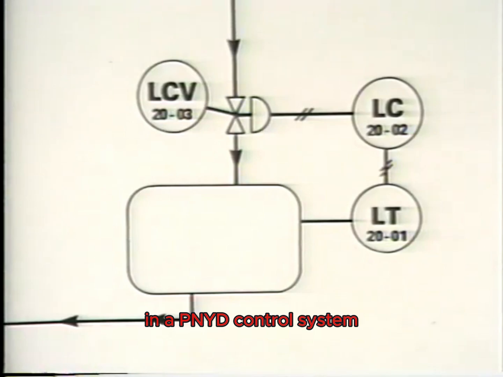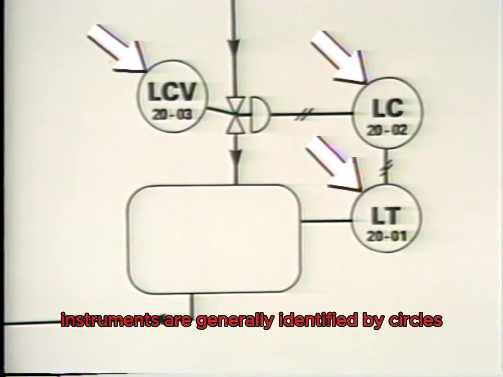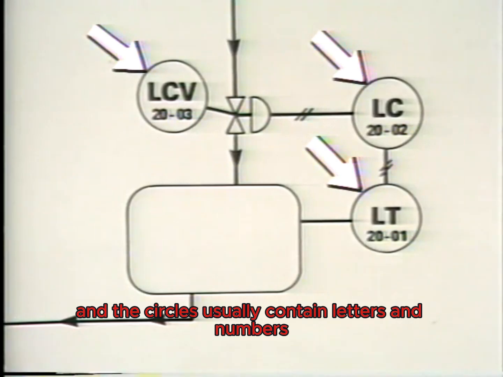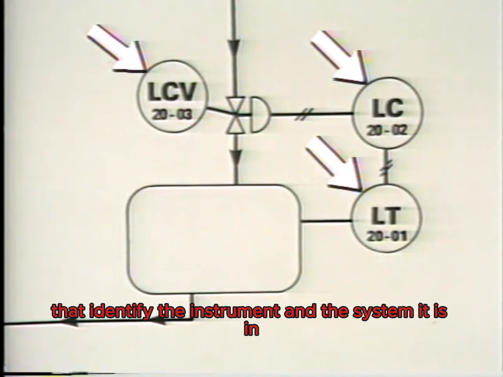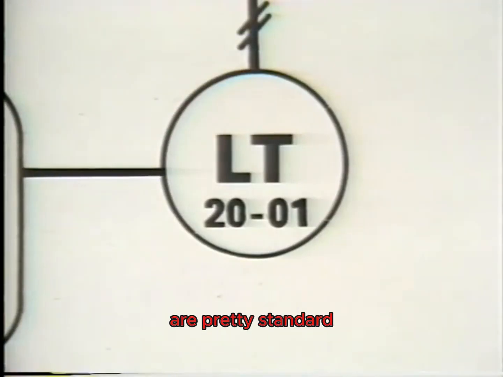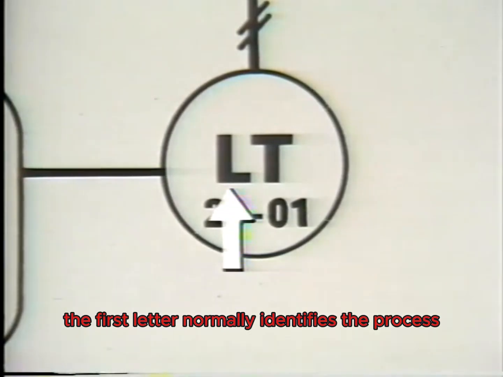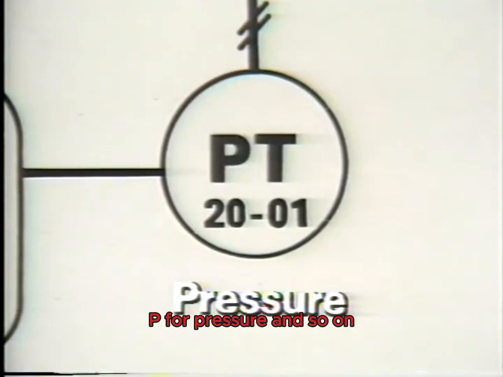In a P&ID, control system instruments are generally identified by circles, and the circles usually contain letters and numbers that identify the instrument and the system it is in. The letters used to identify the instruments are pretty standard, and they usually have specific meanings. The first letter normally identifies the process, such as L for level, T for temperature, P for pressure, and so on.